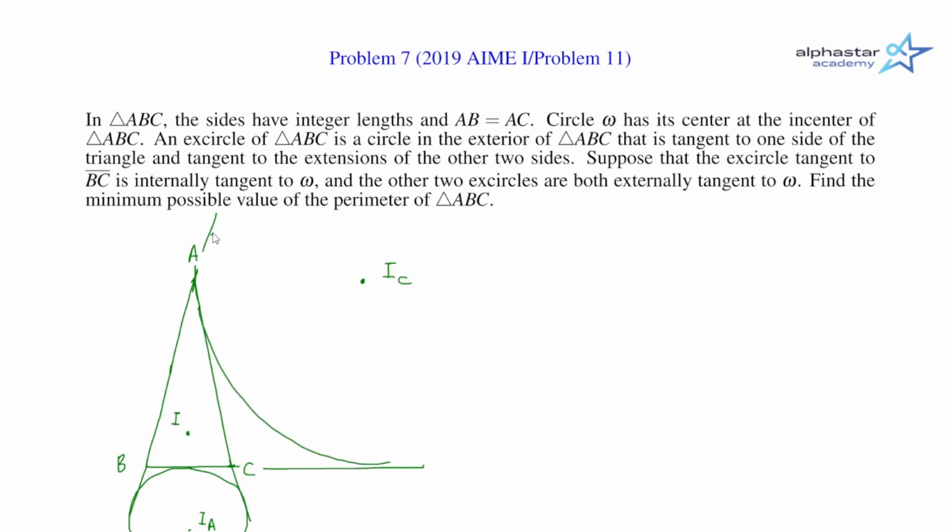Okay, so our circle looks something like this. And we're given that there exists some circle through I that is externally tangent to these two circles, imagine I drew the other one, and internally tangent to the third bottom circle. Find the minimum possible value of the perimeter of triangle ABC.